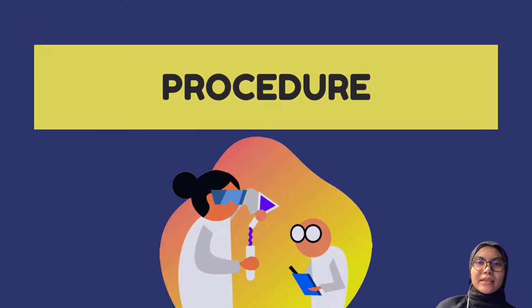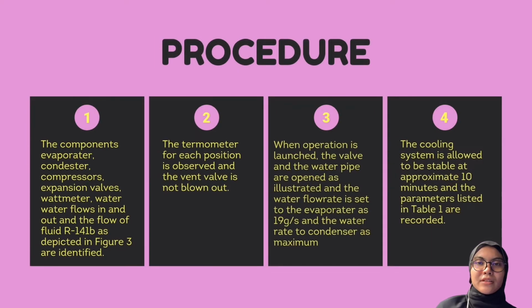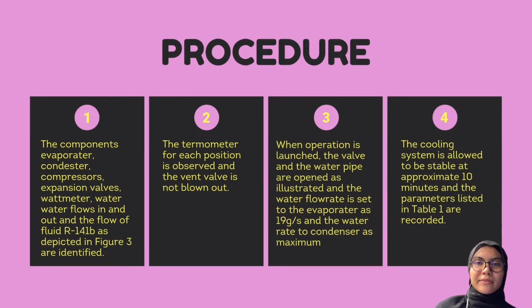These are the experimental procedures. First, the components: evaporator, condenser, compressor, expansion valves, watt meter, water flow in and out, and the flow of fluid R141B as depicted in figure 3 are identified. The thermometer for each position is observed and the vent valve is not blown out.